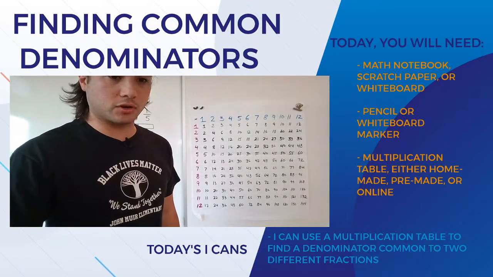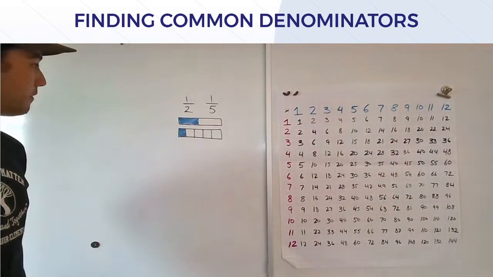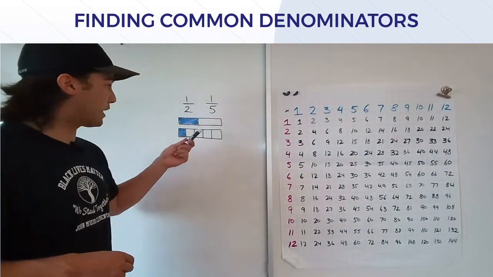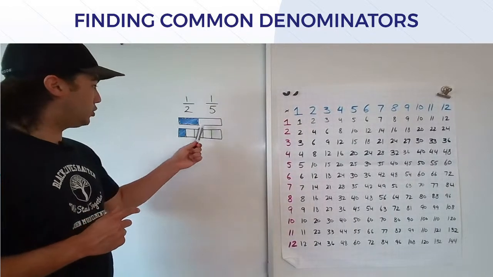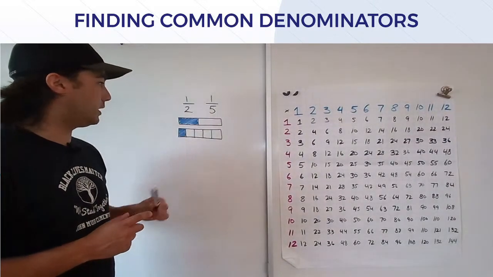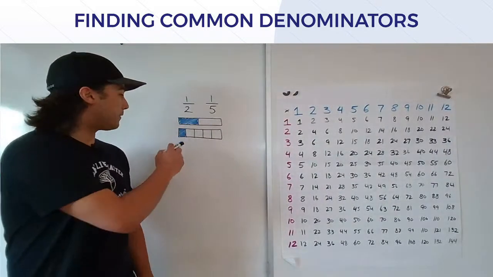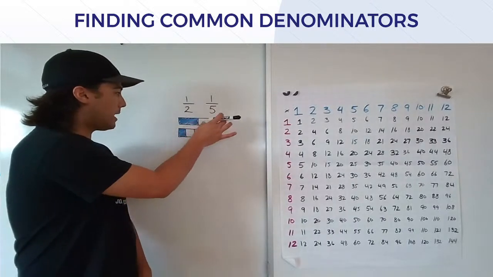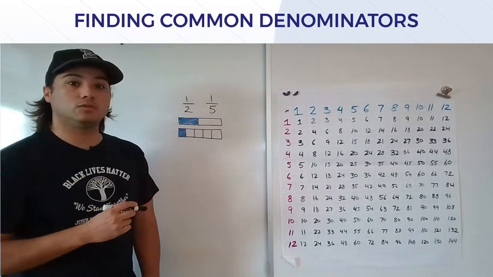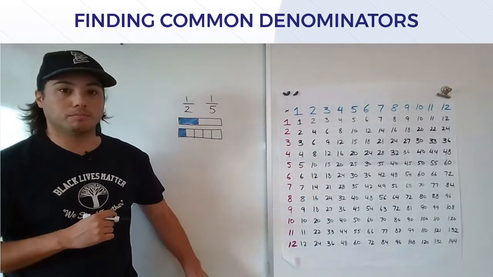Let's get into it with this first idea here. 1/2 and 1/5. Now, these fractions are different sizes, right? A half being our 1 fraction bar cut into 2 equal pieces. Again, same value of the whole thing, but now we've cut it into 5 equal pieces. In order to add or subtract them, we have to figure out what size pieces I can split each of these into to make them equal sized. And we can do that with our multiplication table.